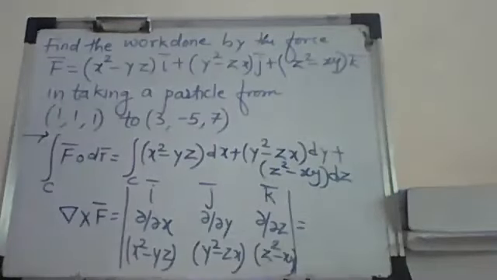Correct. Then you can see that j bar times del by del x of this z square minus xy. That is minus y. With respect to z, it is minus of minus y. That means plus y. So minus y plus y, again it is 0.